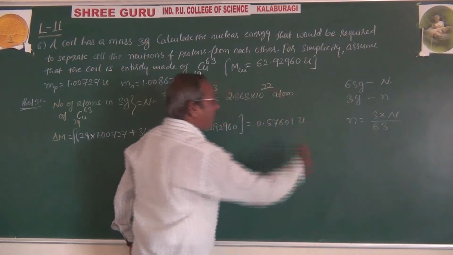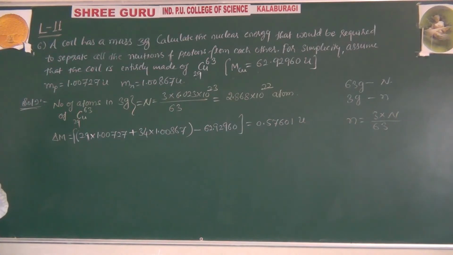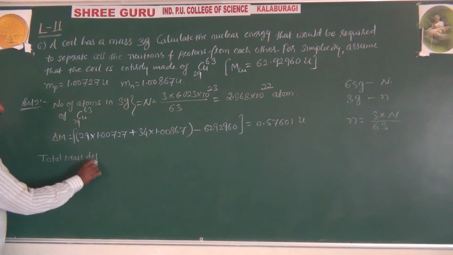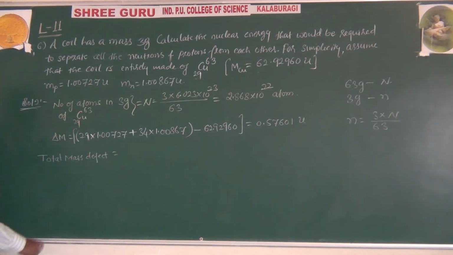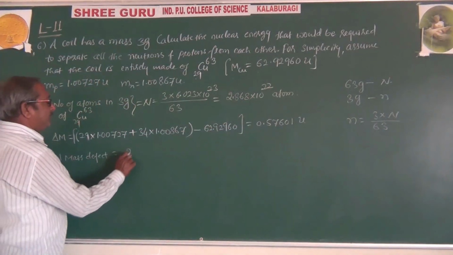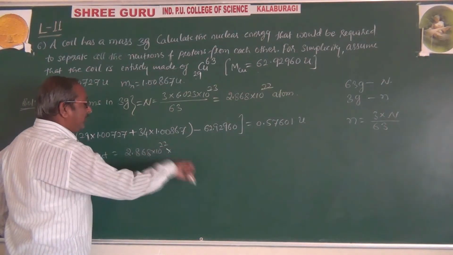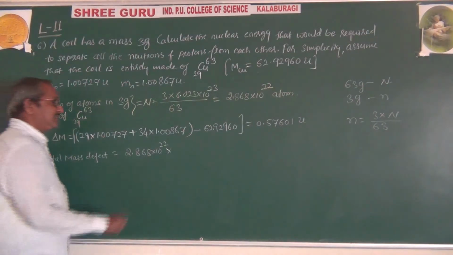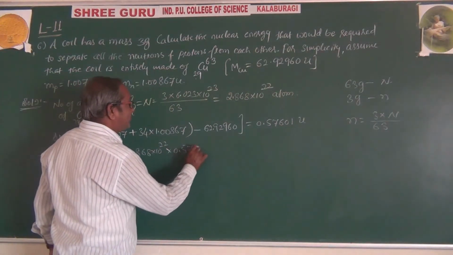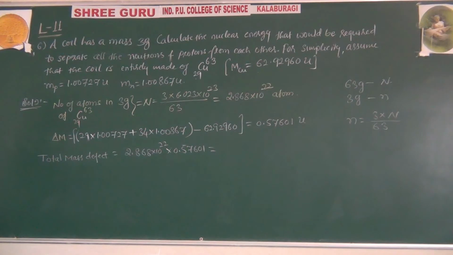This is for the mass effect for 1 minute. Then total mass effect. This is equal to how many atoms are there here in 3 gram: 2.868 into 10 raised to 22 into 0.57601. This is for the total mass, and that is what we will get.